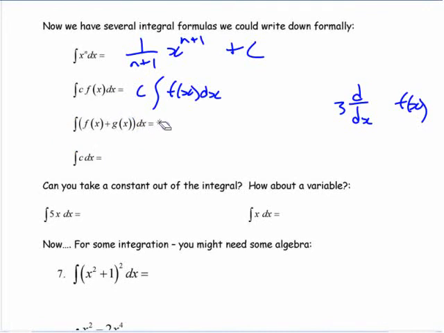If you want the integral of two functions added together, it's just the integral of each one separately. It's the integral of f of x plus the integral of g of x. You already used that before when you found those things. The integral of a constant, the integral of 3 is just 3x. And I have to stop even though I didn't write it over there.